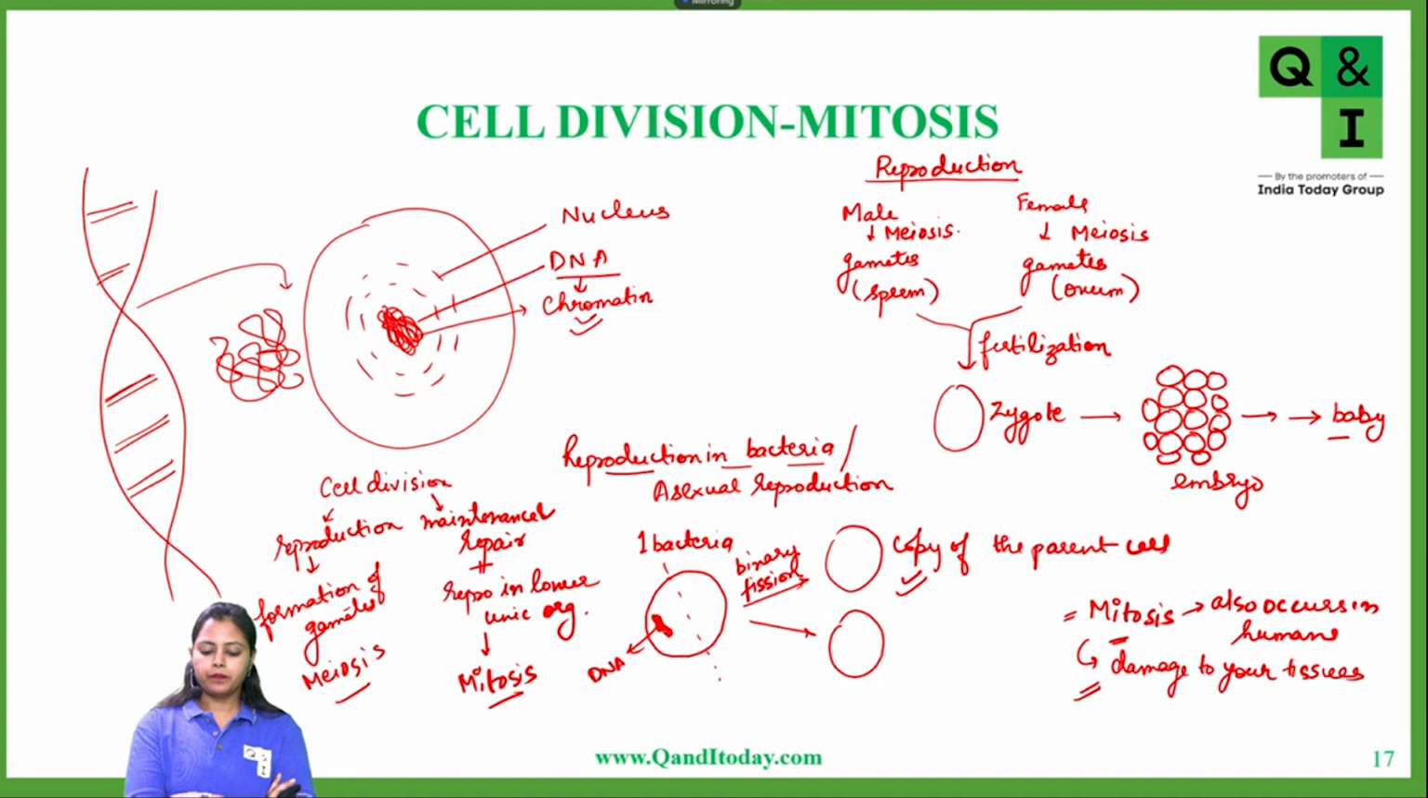Ma'am, after maintenance and repair, reproduction in lower unicellular organisms, or even in asexual reproduction, mitosis occurs in asexual reproduction too.